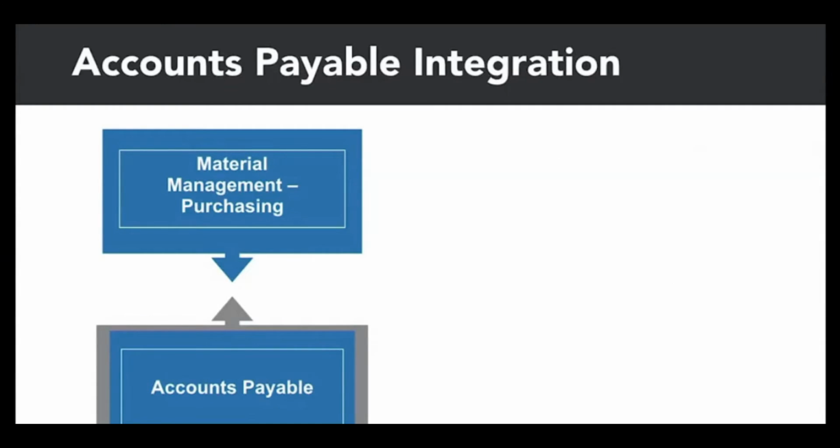Accounts payable is totally integrated with other areas of SAP. The purchasing area of materials management, including purchase requisition, purchase orders, goods receipts and inventory, and warehouse management, information from all these areas automatically flows to accounts payable. For example, a material receipt in the warehouse automatically updates the vendor account balance in accounts payable.